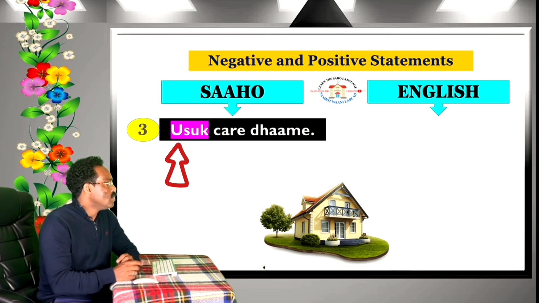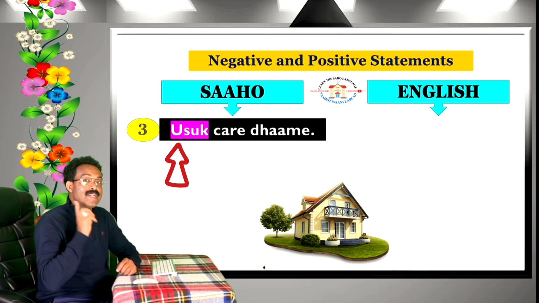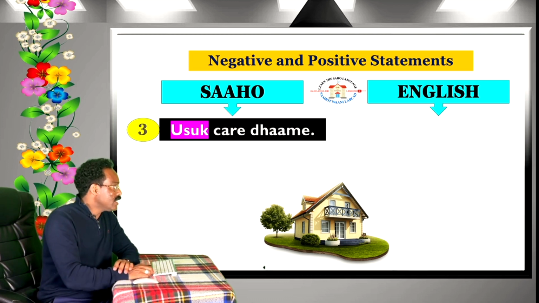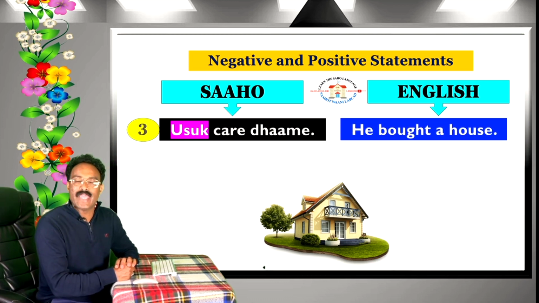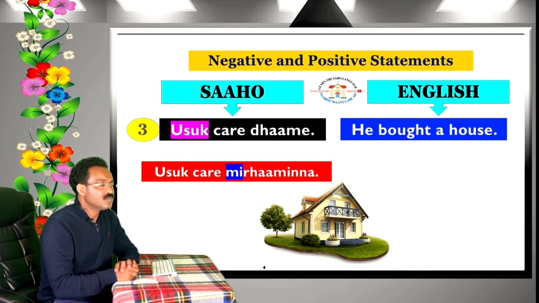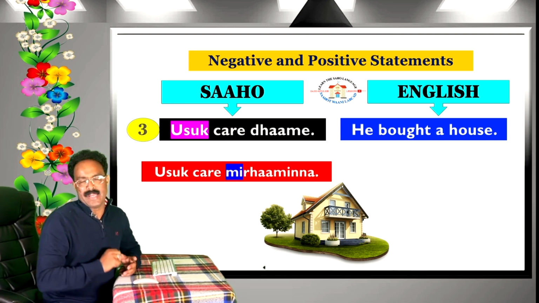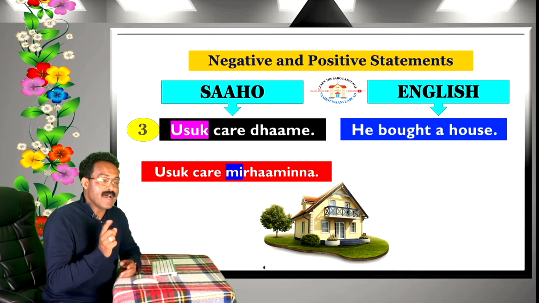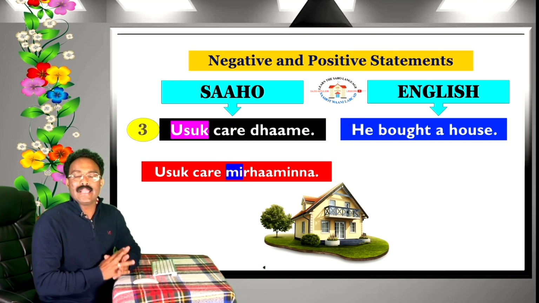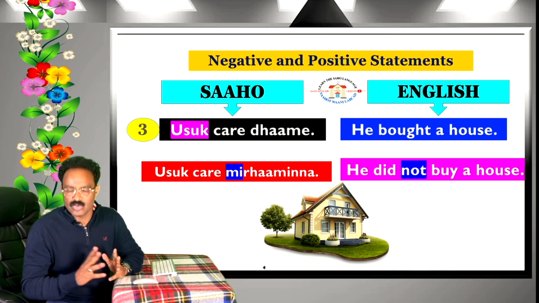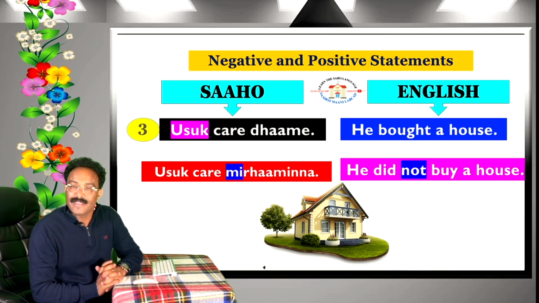In example, usuk, third person singular. Usuk are dhaame. How do we say this in English? In English, he bought a house. So negative or negative statement. Usuk are midamina. Or usuk are midamo. In English, you can say he did not buy a house.